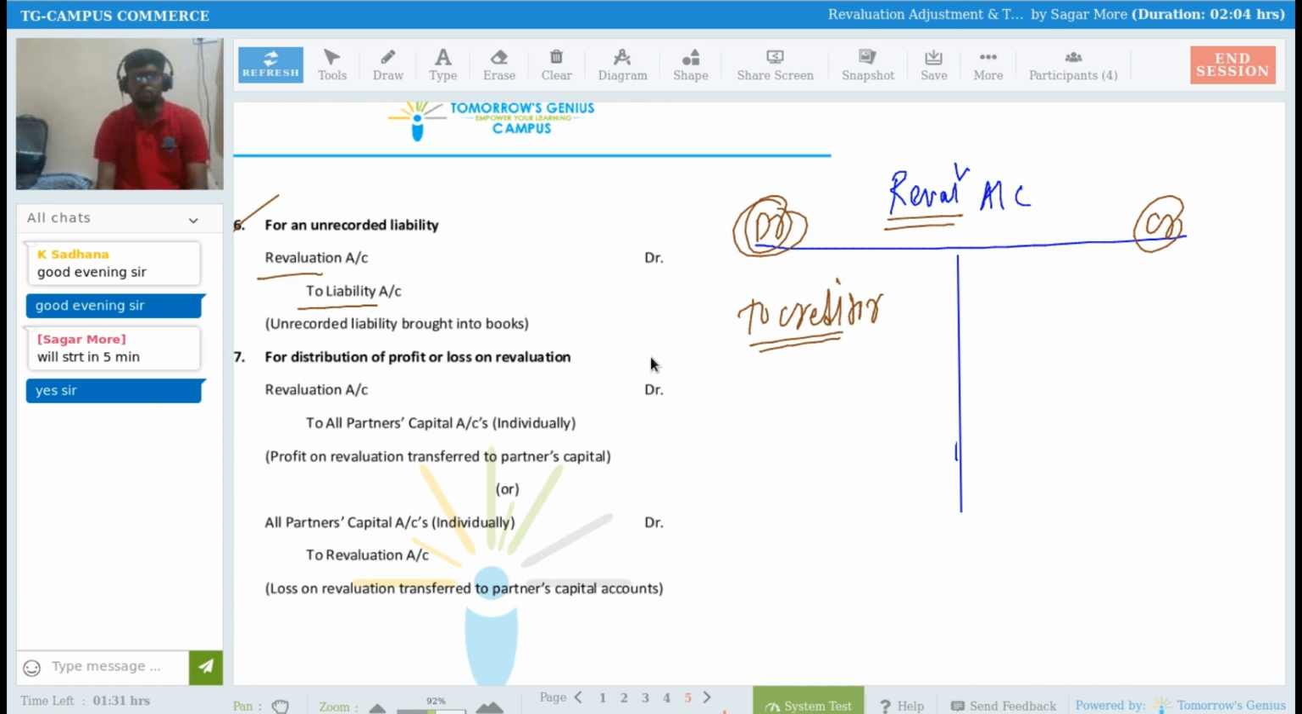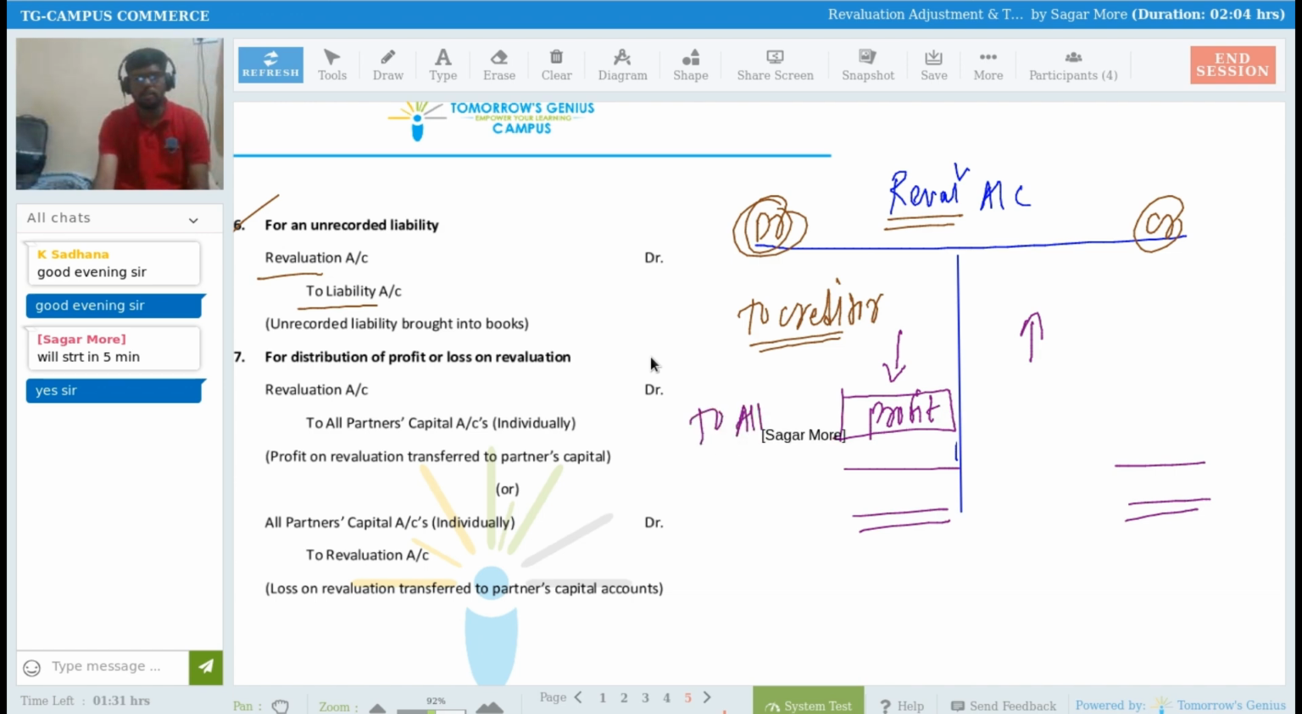Okay. So after doing all these things, what do you have to do? Simply you have to close down this revaluation account. You have to check the total of the debit side as well as the total of the credit side. If the total of the credit side is more as compared to the total of the debit side, you will be getting a balance here, and it is known as revaluation profit. And this revaluation profit you have to distribute between all partners, between all partners' capital accounts, right? Revaluation profit. If you see here, where are you getting the profit? You are getting the profit balance on the debit side.